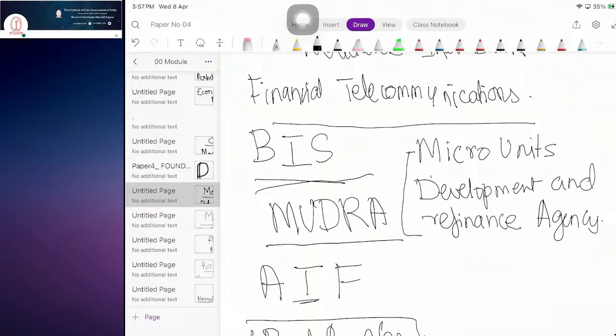Okay, so let's look at some of these. RBI was nationalized in. Okay, so I think RBI's nationalization is 1949, huh? Check.